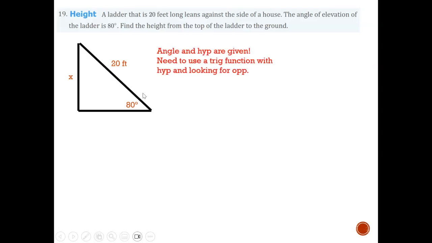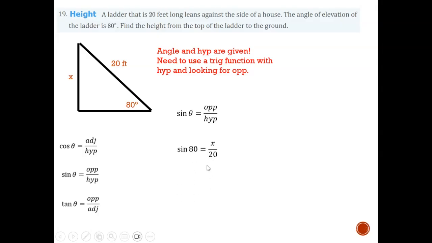Now, what's given? What's given is the angle and hypotenuse, right? And we're looking for the opposite. So we're going to use opposite over hypotenuse. So we're going to use the sine, right? Because the sine of 80 degrees equals the opposite over hypotenuse. Okay, here we go.